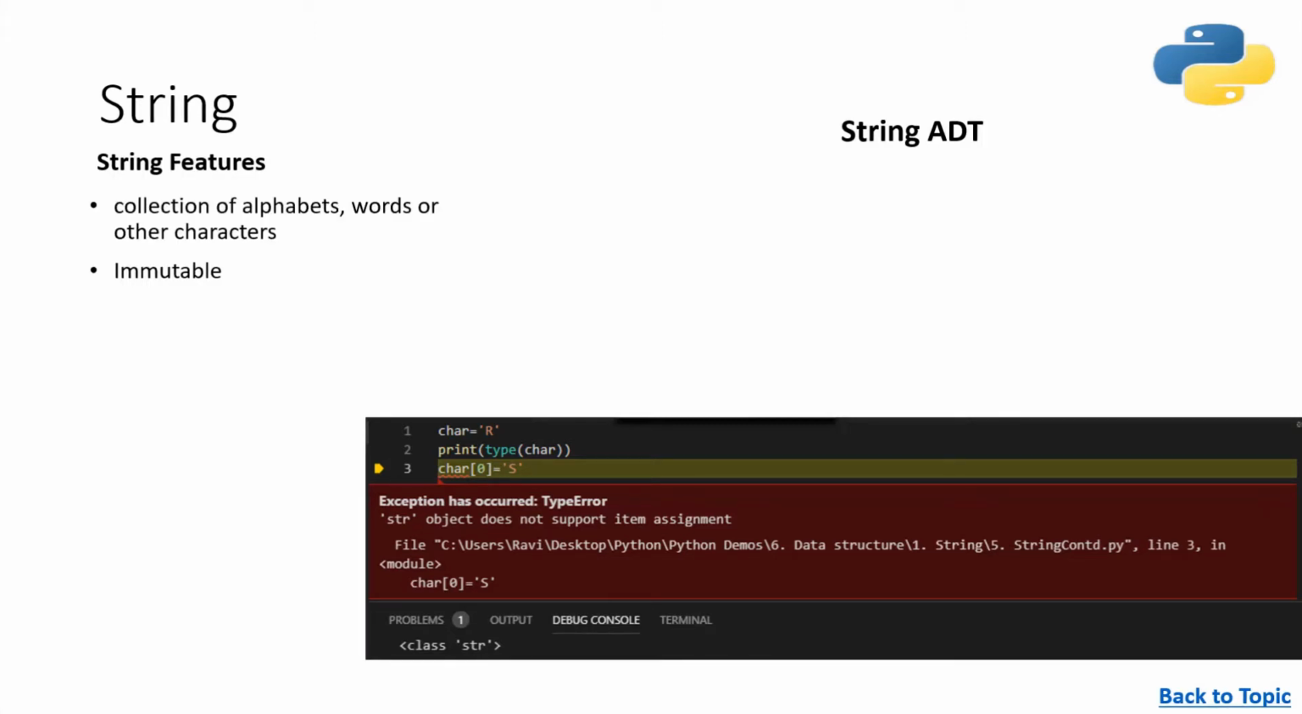Next concept is what is a string? It is just a collection of alphabets, words or other characters. In Python we don't have any type called character. It is just a string whose length is 1.